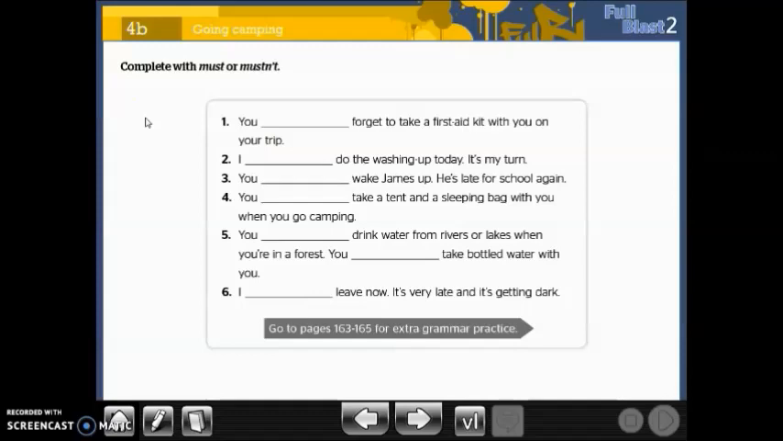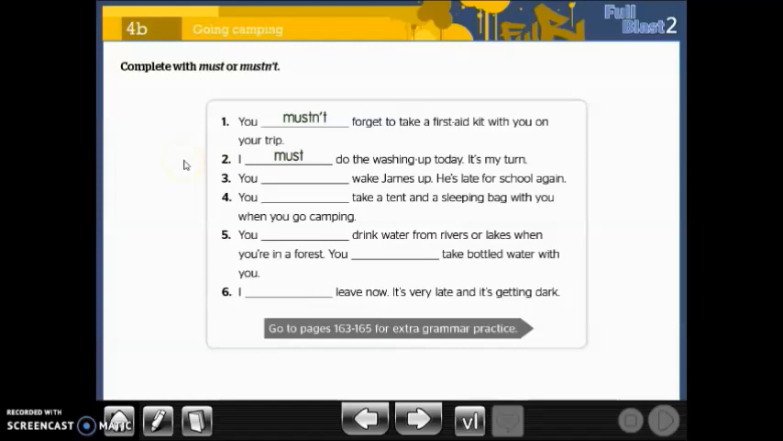Now we want to do this exercise in the student book, page 53. You blank forget to take a first aid kit with you on your trip. You mustn't forget. Number 2. I blank do the washing up today. It's my turn. I must.